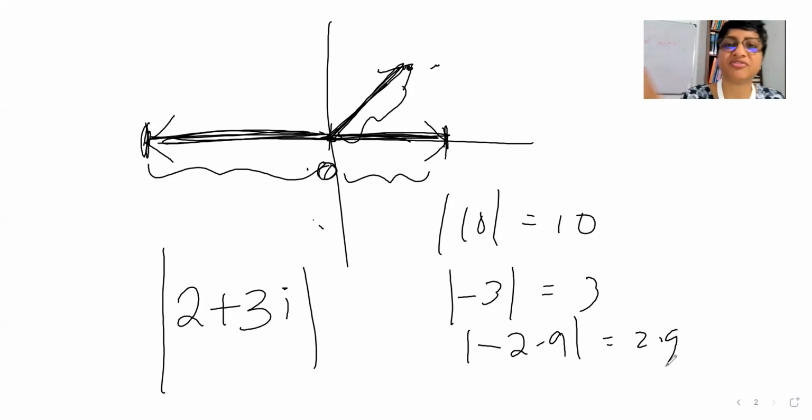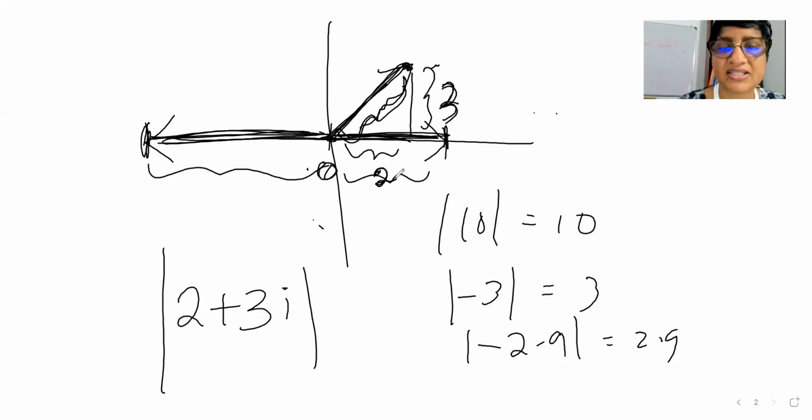If your number is here, how can you calculate this distance? This is 2, this is 3, isn't it? 2 plus 3i means this length is 2, this length is 3. A simple Pythagoras theorem you can apply to calculate that r. So this is the whole story.